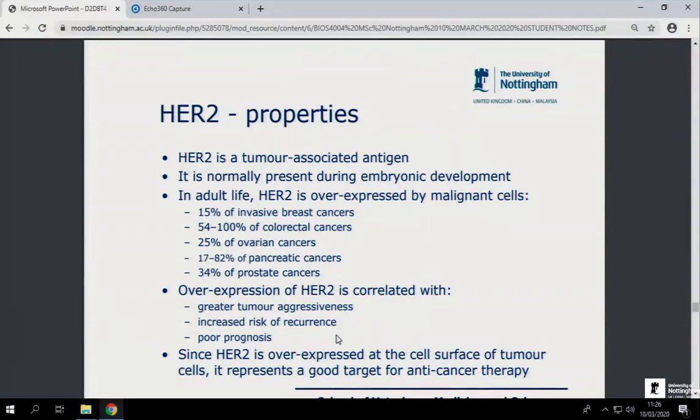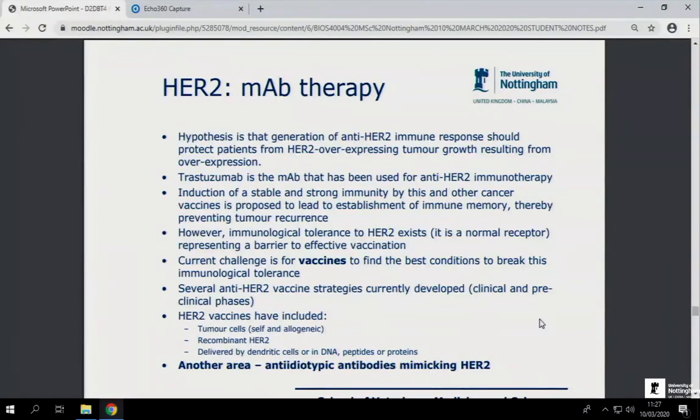So up till now, they've all been having estrogen therapy and chemotherapy and things like that. This is now a whole new approach to stimulating a specific immune response in breast cancer cells. It's old now, but it was a new approach. So since it's overexpressed at the cell surface of the tumour cells, it's a good target for anti-cancer therapy. So in fact, it's ideal. The hypothesis is that if you generate anti-HER2 immune responses, you'd be able to protect patients that have overexpressed cells.